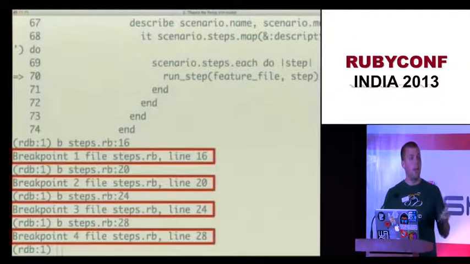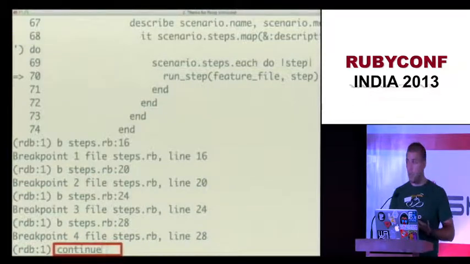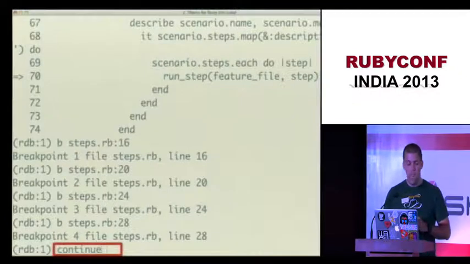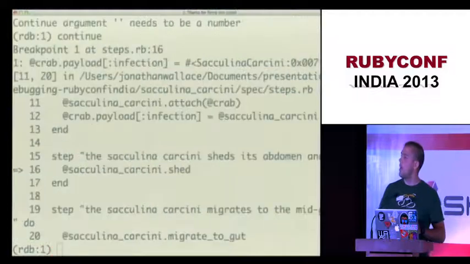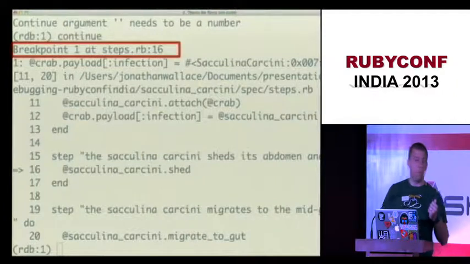So at this point, we've got our breakpoints in our application. We're in good shape, and we'd like to continue. We'd like to move forward. We'd like to resume the execution of the application. So we type in continue, which can also be abbreviated as C, and we move forward. Fantastic, we've hit our first breakpoint. In fact, the debugger tells us so. It tells us, hey, we're at breakpoint 1 on line 16 of the steps file.